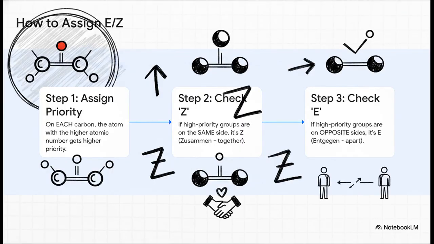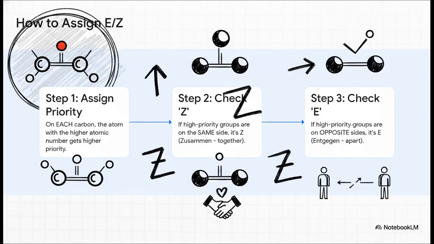The EZ system is all about assigning priorities. Here's how you do it. For each carbon in the double bond, you look at the atoms directly attached and find the one with the highest atomic number. That's your high priority group. Now, if your two high priority groups are on the same side of the bond, we call it Z.